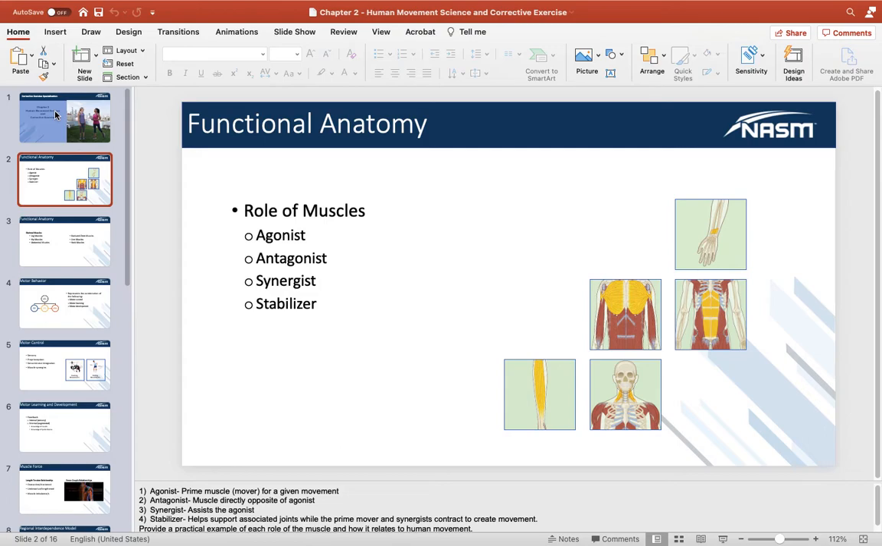So in the first bit of terms here, the functional anatomy piece, you have your four terms of agonists, antagonists, synergists, and stabilizers. All four of those are specific roles that your muscles play within your system. Looking at your agonists, that term refers to the prime movers. If you're trying to do a squat, the prime agonist or prime mover is your quads, with your glutes also being an agonist.